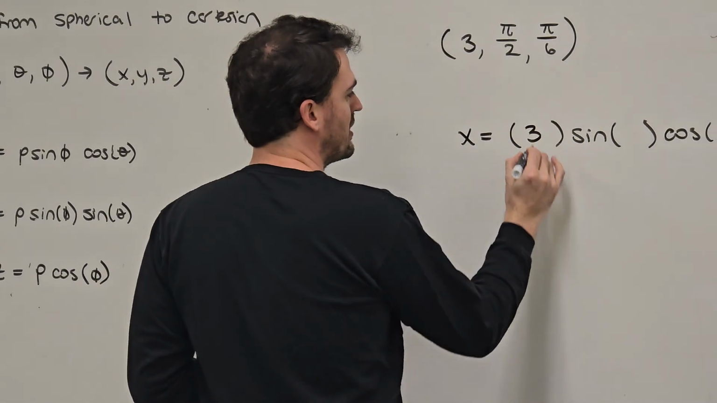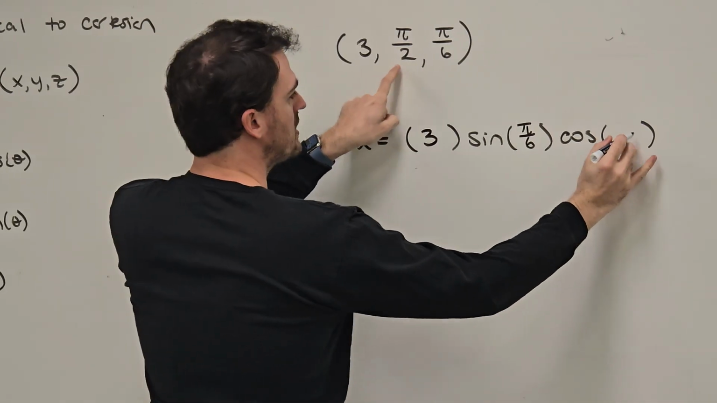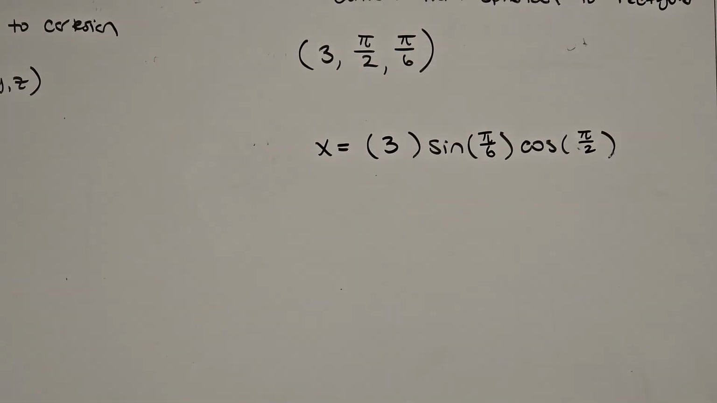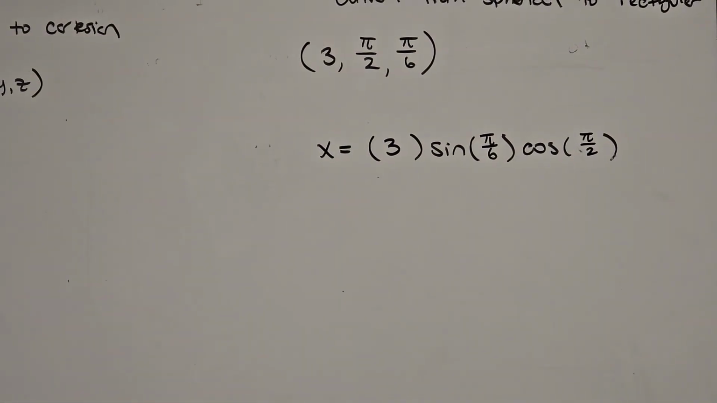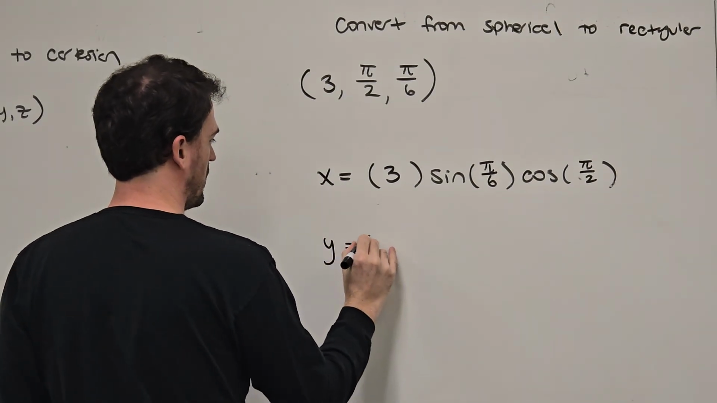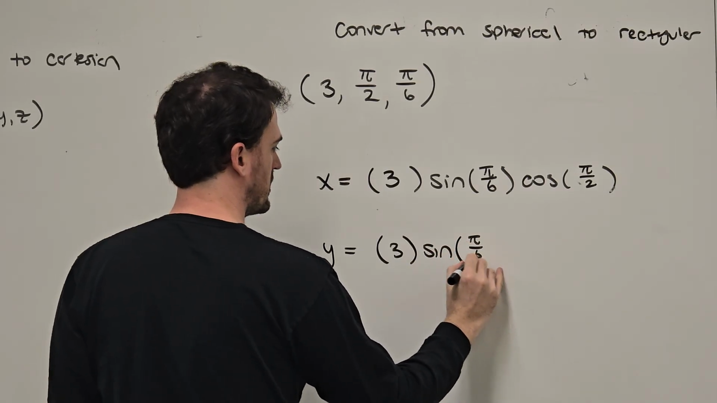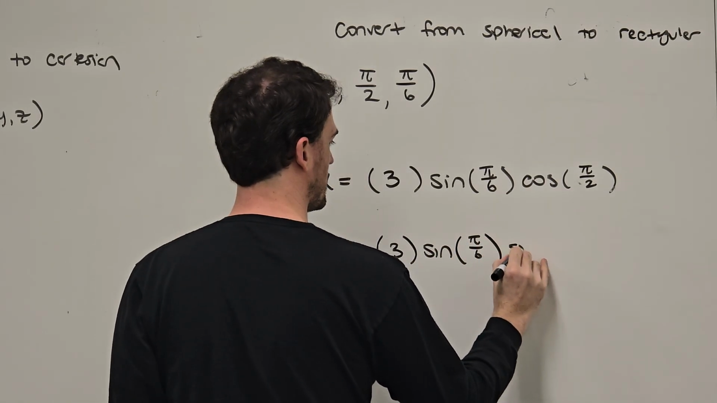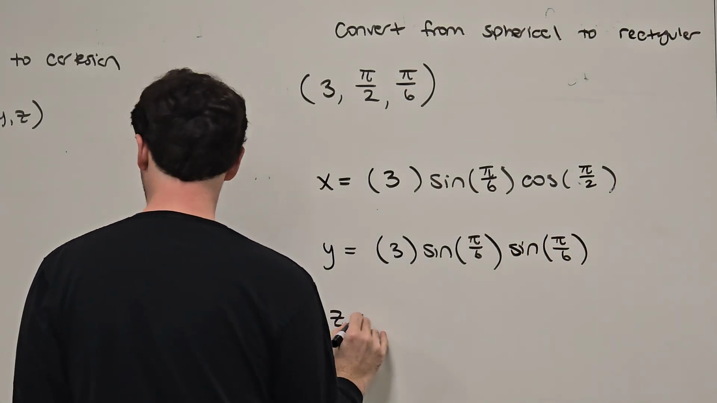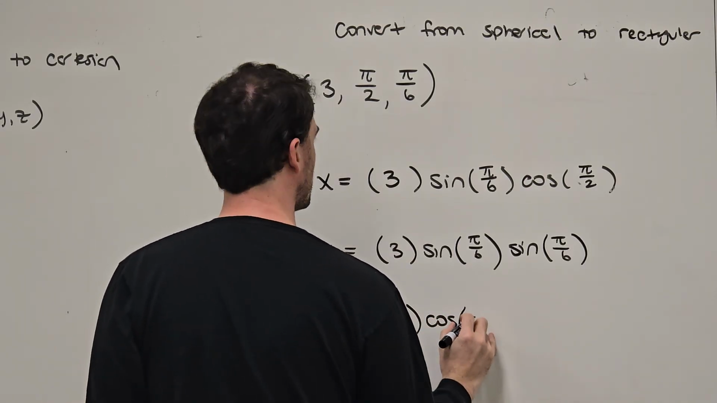So I've got rho sine phi cosine theta. Then rho sine phi sine theta. And then rho cosine phi.